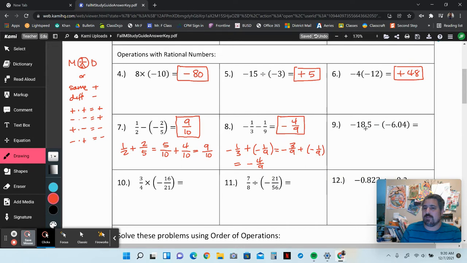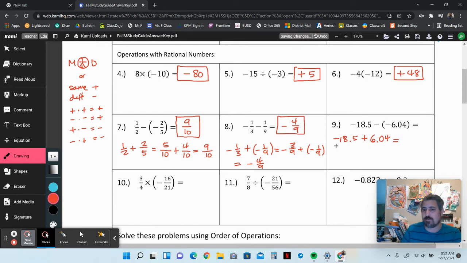Over here, we've got negative 18.5, take away negative 6.04. Once again, rewrite your subtraction as addition. So this is the same as negative 18.5 plus the opposite of negative 6.04, which is positive 6.04. And so now this is the situation we're really looking at. You ask yourself, okay, are they going the same direction or different directions? Remember, if they go the same direction, you keep the sign the same and add them together. In this case, these two decimals are going in different directions, right? So you've got to figure out who's going to win and by how much.